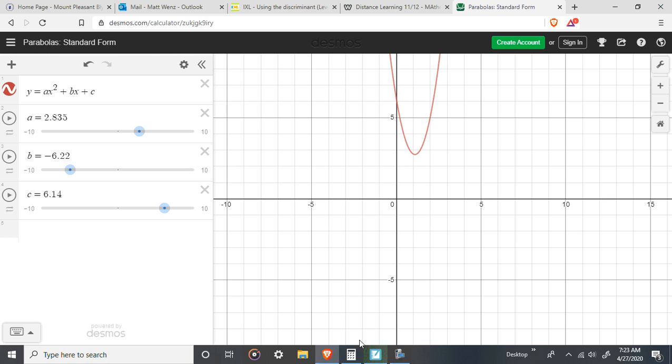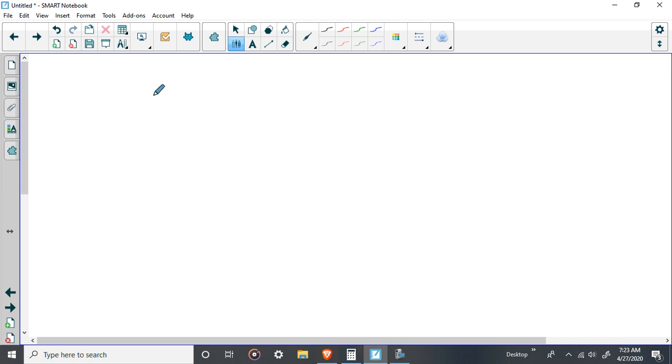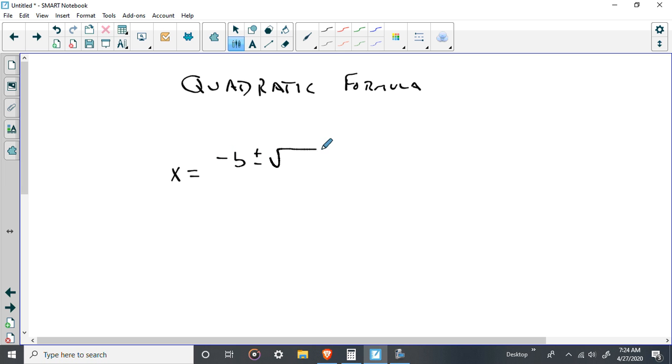So what we need to do is use a formula that we haven't talked about in a while, and that is called the quadratic formula. I'm going to put it here, and you guys are going to hate me. The quadratic formula we use for solving equations, specifically when we're solving for the roots. And that is this: negative b plus or minus the square root of b squared minus 4ac, all over 2a. This is the formula that will give us either the answers if it's a quadratic equation or the roots if it's a quadratic function.